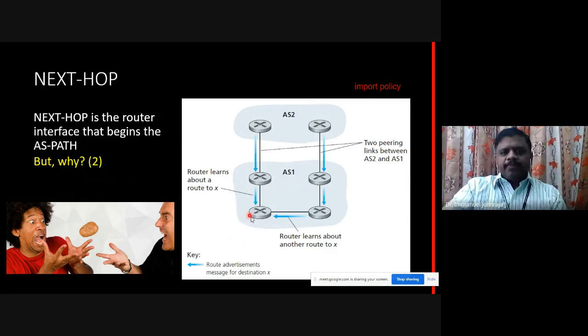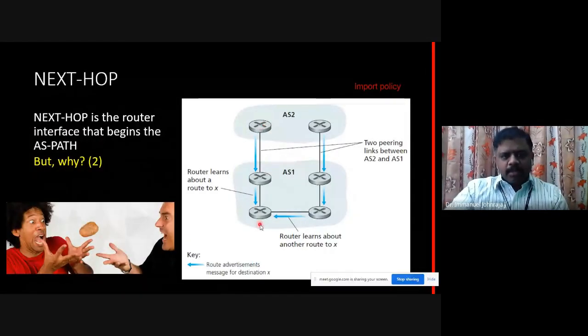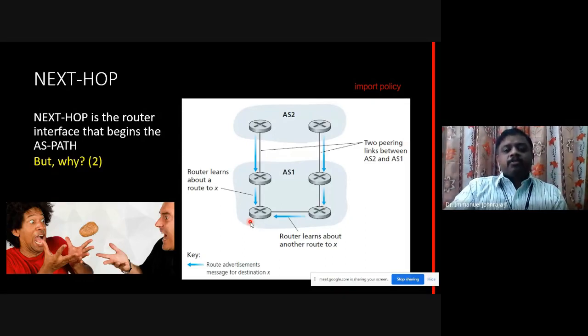Assume that this router in autonomous system 1 is learning about route X. What is route X? X is a destination network here, which is not shown in this figure. The route to X is given by this router to this router, and also by this router to this router. Now there are two pairs of links coming here, so there are two routes available to you. Now how are you going to send the packet?